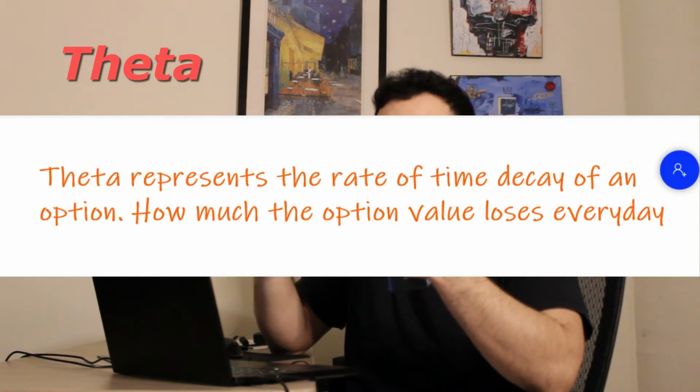So the next Greek we're going to talk about is theta. Theta represents the time decay of an option, or how much the option value loses every single day. Options have expiration dates. There's a time limit to be correct. It's not like shares where you could say, hey, I think the stock's going to go up. You hold shares and you could essentially hold it until you're correct.